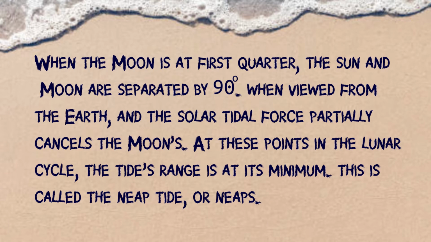When the moon is at first quarter, the sun and the moon are separated by 90 degrees when viewed from the earth, and the solar tidal force partially cancels the moon's. At these points in the lunar cycle, the tide's range is at its minimum. That is when we have nip tide. And this is called nip tide or nips, or we say low tide.